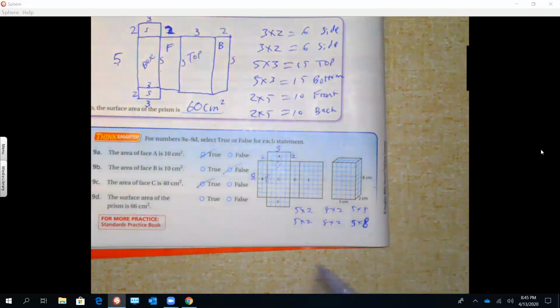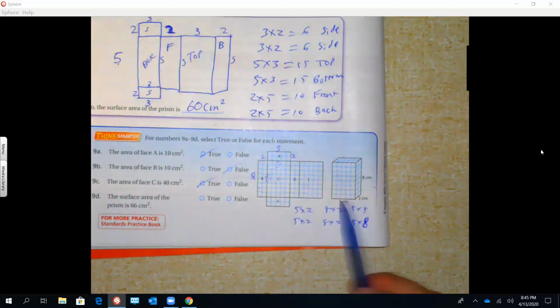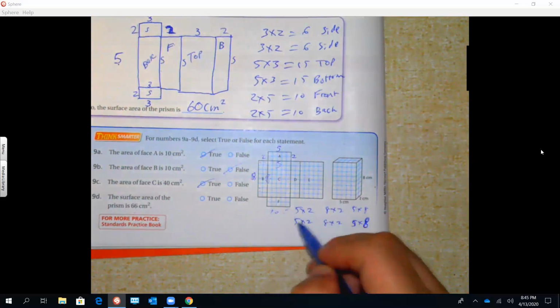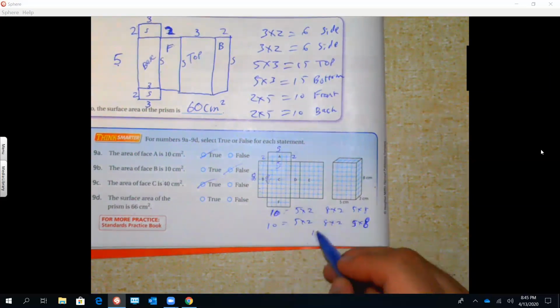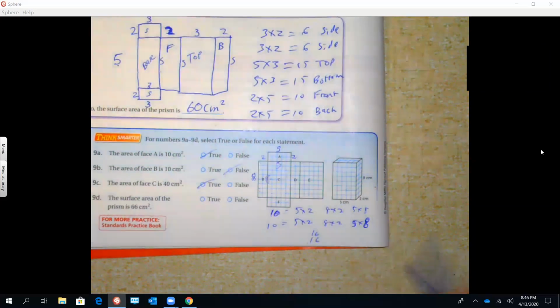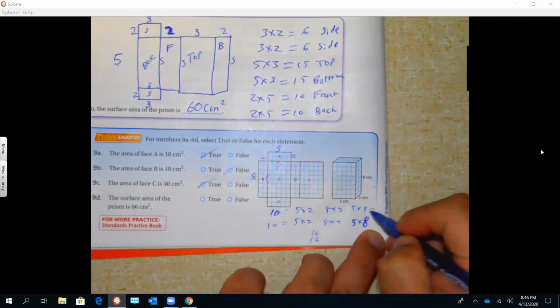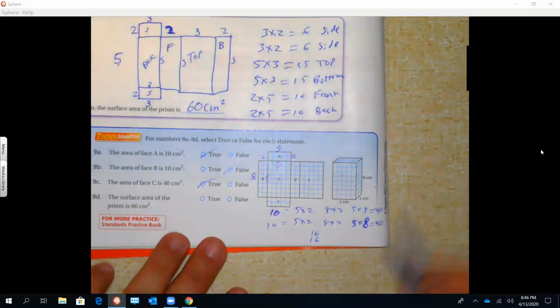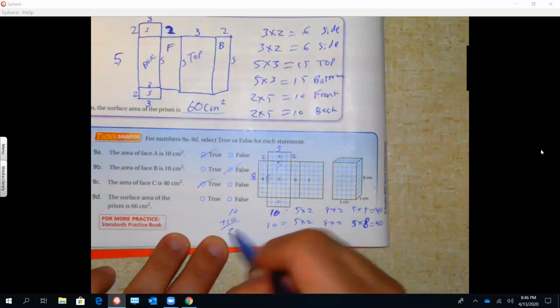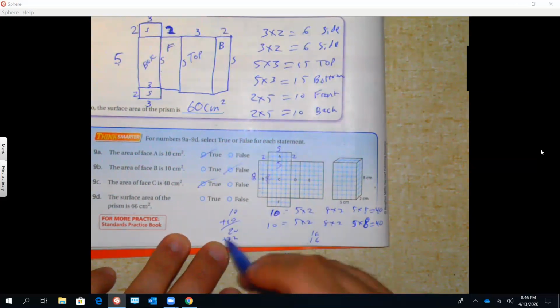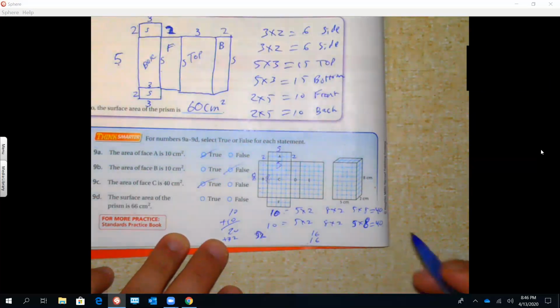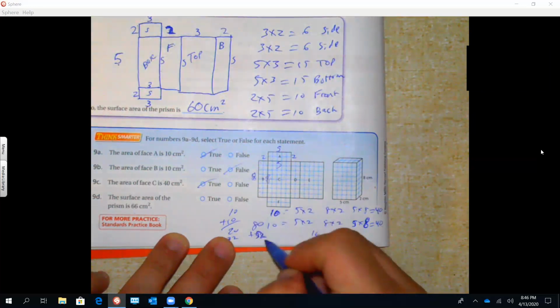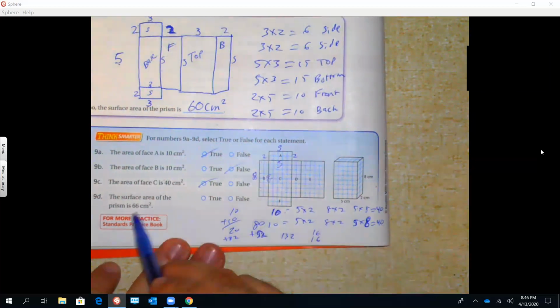Remember, there's 6 faces. 1, 2, 3, 4, 5, 6. And I'm doing every measurement twice. So 5 times 2 is 10, 5 times 2 is 10. 8 times 2 is 16, 8 times 2 is 16. 8 times 5 is 40, and 40. So add them up. 10 plus 10 is 20, plus 32 is 52. 40 plus 40 is 80. 80 plus 52 is 132. It's not 66, so that's false.